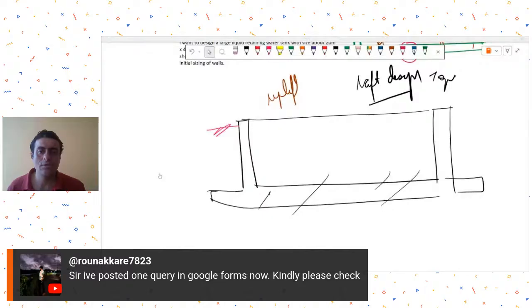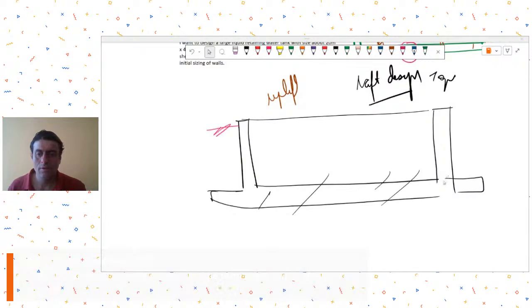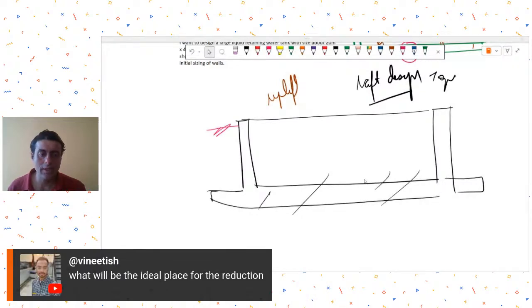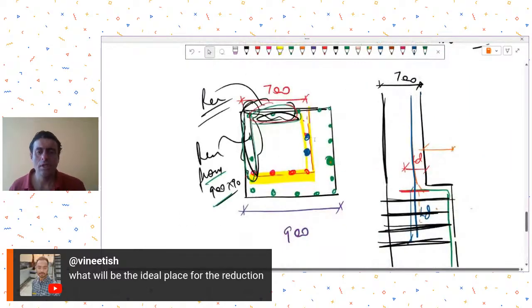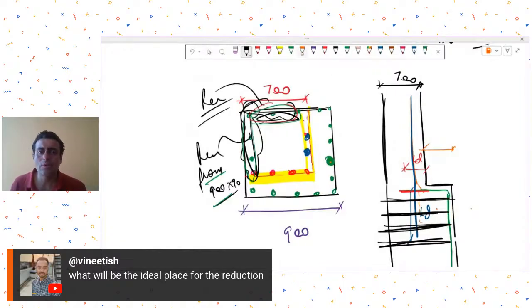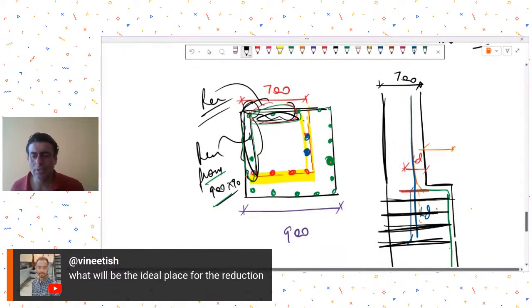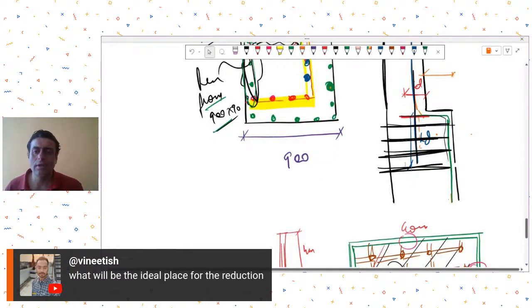All right. So this was engineer Ronak with his query. Mr. Vineet is asking what will be the ideal place for the reduction. So I think he's asking about this. Don't go for that sloping thing, as I told you. You just take this bar and develop it over here, and this blue bar for the 700 by 700 column, you just start from this, develop it inside the 900 and do it like this.